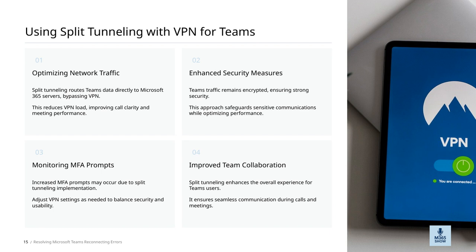Finally, by routing Teams data directly to Microsoft 365 servers and bypassing the VPN, we reduce the load on the VPN itself. This not only improves call clarity, but also enhances overall meeting performance. So, in summary, split tunneling is a powerful tool to improve your team's experience while maintaining robust security measures.